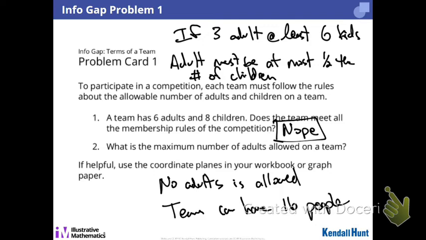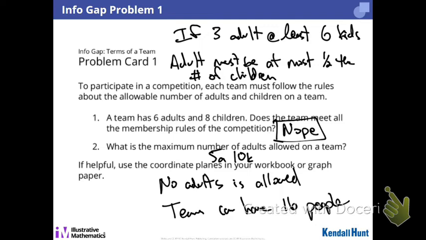So what's the maximum number of adults allowed on a team? 30 seconds with your partner. What is the maximum amount of adults allowed on a team? Yep. So what's the max number? 5 adults, which would require 10 kids. So that's not the max number of people on the team, though, is it? No, you can have 16 kids. You could, yeah, but 5 adults is the most we could have on this team.